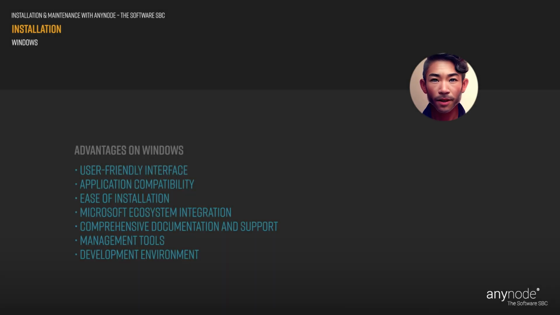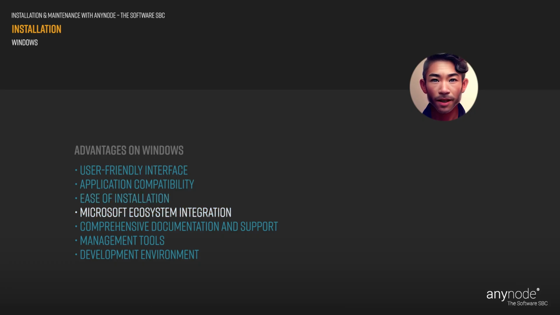There are some potential advantages of installing anynode on Windows. User-friendly interface: Windows operating systems typically provide a user-friendly graphical interface, making it easier for users who are more accustomed to point-and-click interactions. Application compatibility: many commercial applications, including certain telecommunication solutions, are often designed with Windows compatibility in mind. Installing anynode on a Windows environment may ensure better integration with other Windows-based applications.